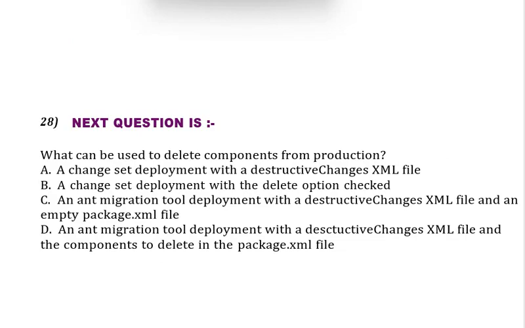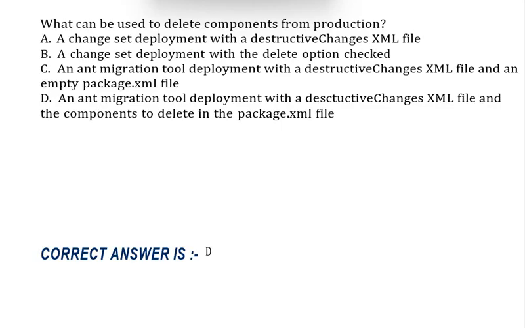Question is: what can be used to delete components from production? Option A. Change set deployment with a destructive changes XML file. Option B. A change set deployment with the delete option checked. Option C. An Ant migration tool deployment with a destructive changes XML file and an empty package.xml file. Option D. An Ant migration tool deployment with a destructive changes XML file and the components to delete in the package.xml file. Correct answer is option D.